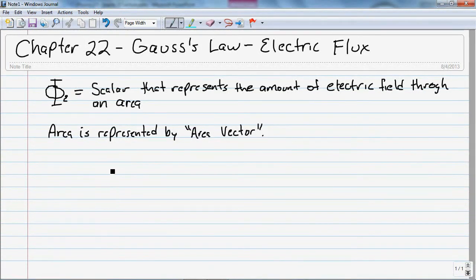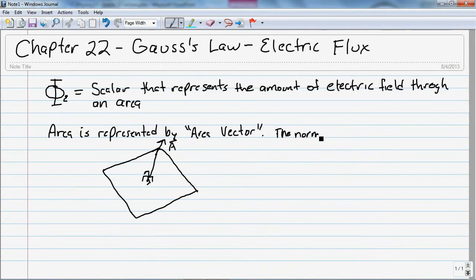So what is an area vector? Well, let's take a flat plane, and let's draw a vector, and this vector is normal to the surface in all directions. This would be our area vector. It's the normal, is the mathematical term, the normal to the surface.